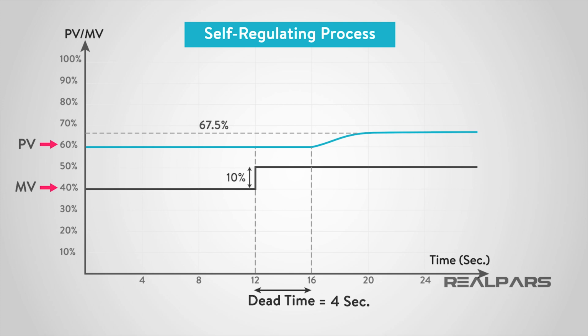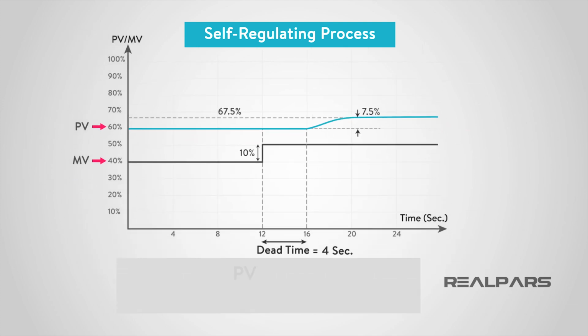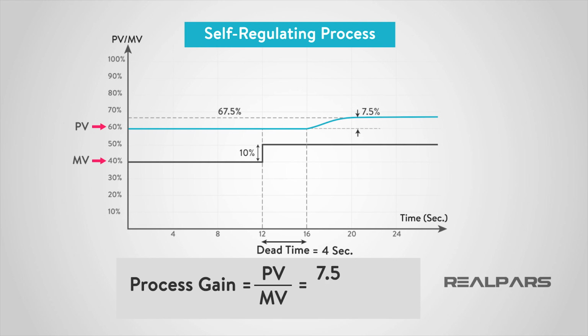Therefore, a 10% change in valve position caused a 7.5% increase in the flow rate. The change in steady state value divided by the change in output is called the process gain. Therefore, this process has a process gain of 7.5% divided by 10%, or 0.75.